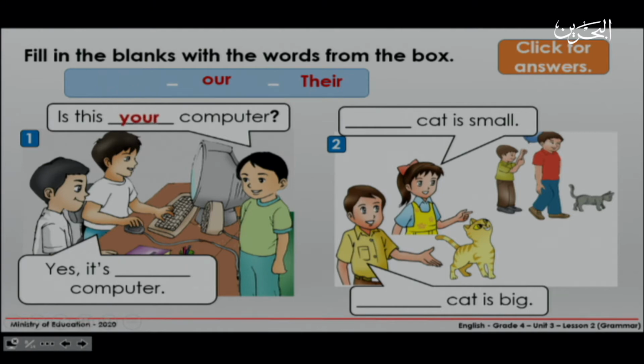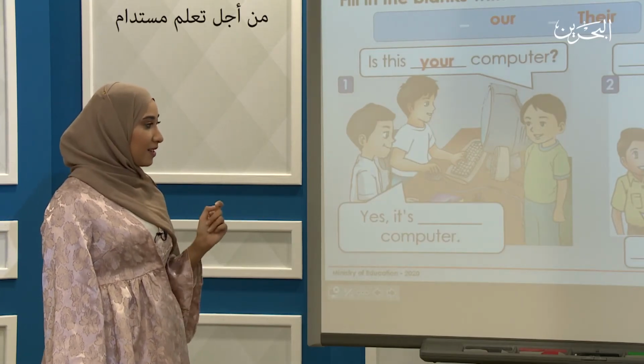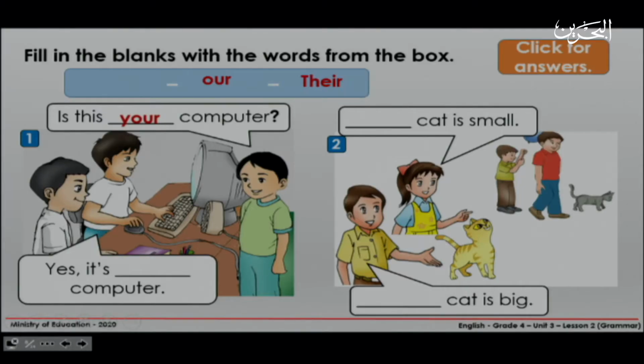Good. Is this your computer? What about the answer? Yes, it's our computer. Good. Let's see number 2. Their cat is small. Excellent.